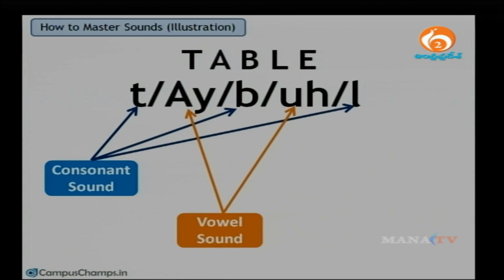I have a word here which is stable, and this word is broken into consonant sounds and vowel sounds. So we have t, a, t, b, l. T, b and l are consonant sounds. A and the final vowel are vowel sounds. The schwa sound is a, it's not u, it's a. If it's a short vowel u sound, then I will just use the letter u. But here it's the schwa sound. So this is how I break a word into consonant sounds and vowel sounds.